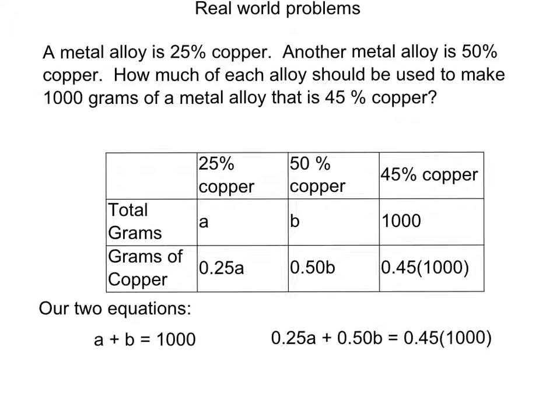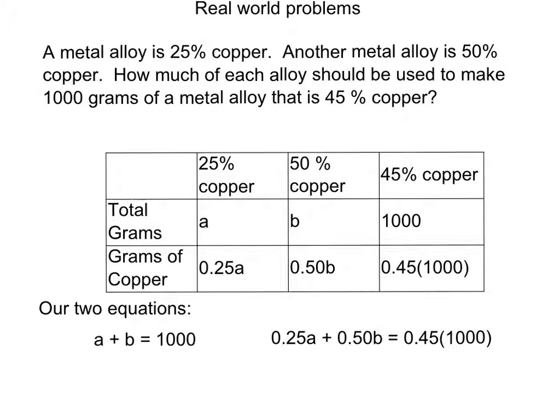So now we're taking a look at some real-world problems. This might bring back flashbacks to early in the year when we were doing weighted averages. There is another way to tackle those, and some of us might like it more, some might prefer the way we used earlier in the year. So the situation: a metal alloy is 25% copper. We have another metal alloy that's 50% copper. I'm trying to figure out how much of each alloy I need to use to make 1,000 grams of a metal alloy that is 45% copper.